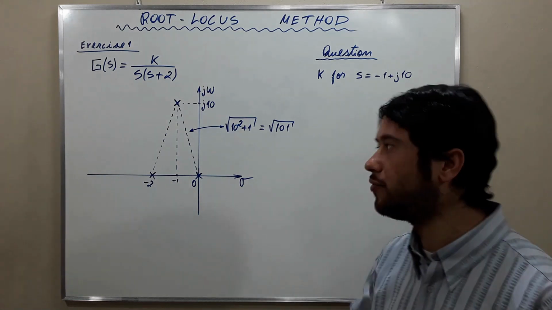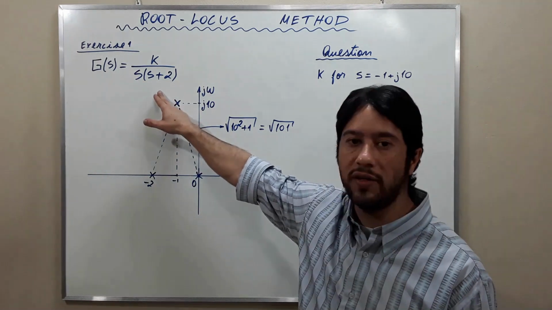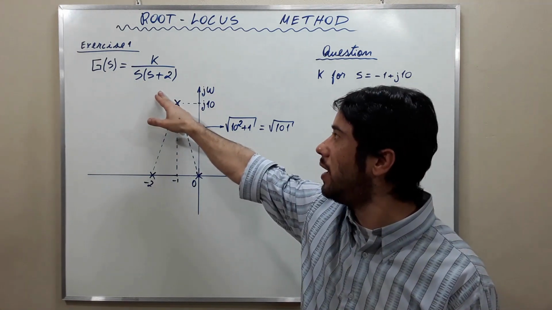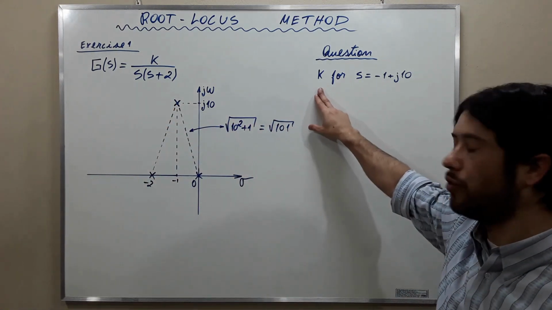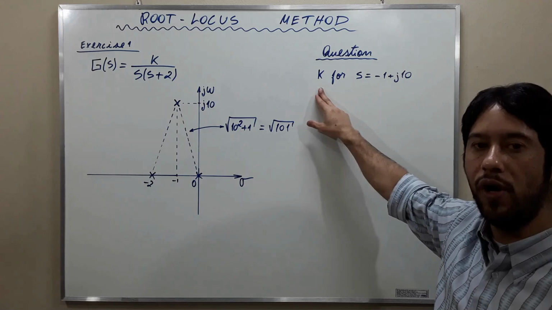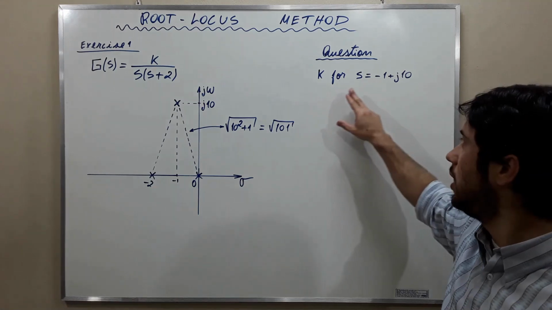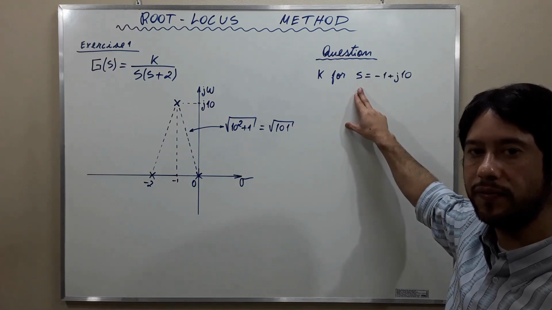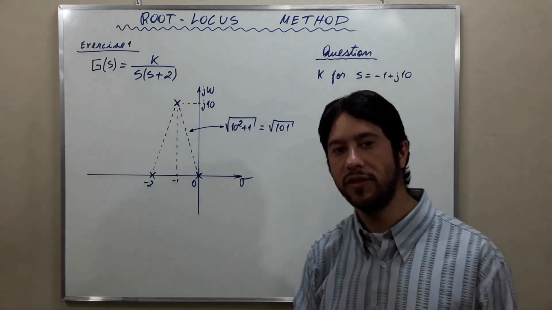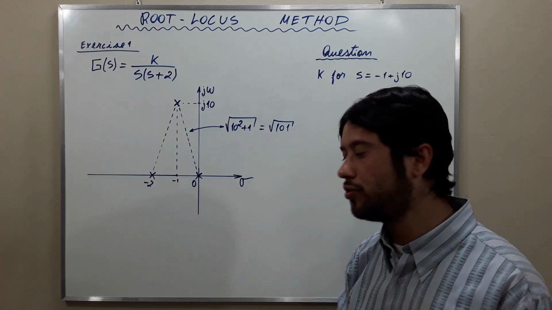Exercise 1 says that for a system with G(s) equal to K over s times (s plus 2), what is the value of K for which one of the closed loop complex conjugate poles lies at s equal to minus 1 plus j10? Okay, my friends, this is the exercise. Let's go to the solution.